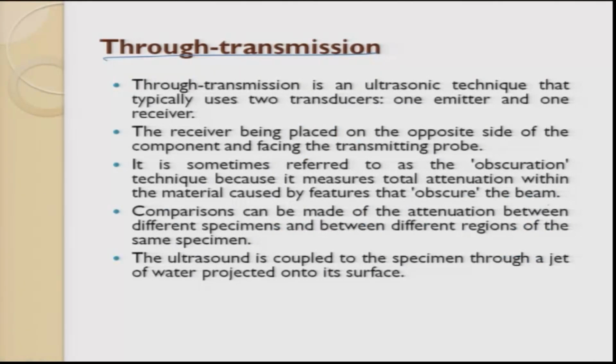So, it is an ultrasonic technique in which we use two transducers. One is called the emitter, the other is called the receiver. The receiver is placed on the opposite side of the transmitting probe. It is sometimes referred to as the obscuration technique, because it measures total attenuation within the medium caused by the feature that obscures the beam. The comparison of attenuation between different specimens and different regions of the same sample can be made. So, it can be compared and you can try to get it.